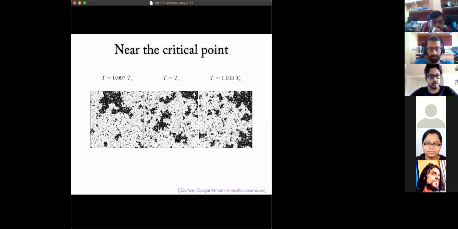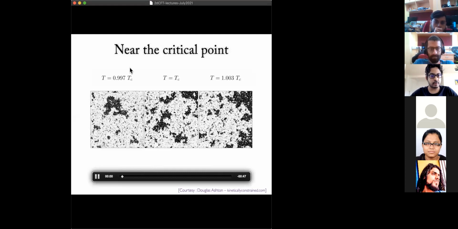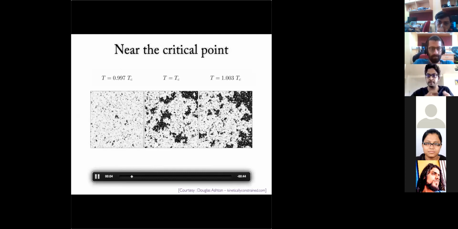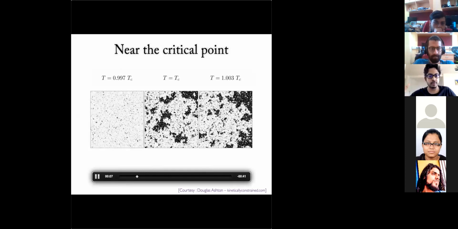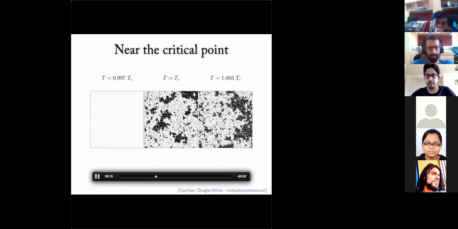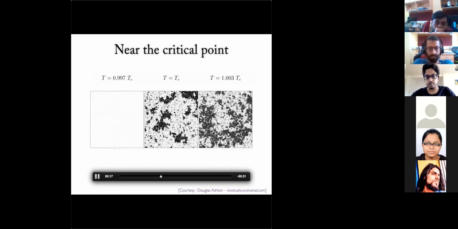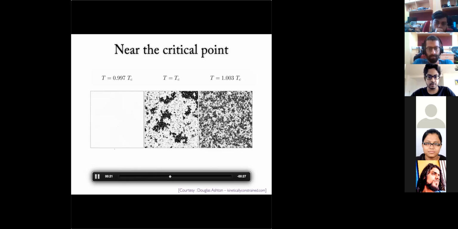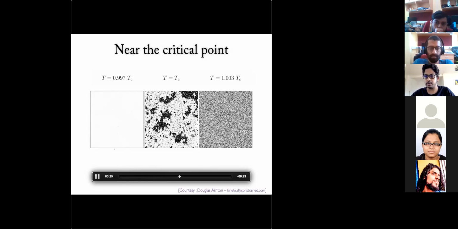Okay, so first, let's look at the system below the critical point. As you zoom further and further out, as you look into the long distance behavior, it goes to this ordered phase over here. So it's like a ferromagnet. And right above the critical point, as you zoom further and further out, this is what happens. We get a disordered phase, which is that of a paramagnet.